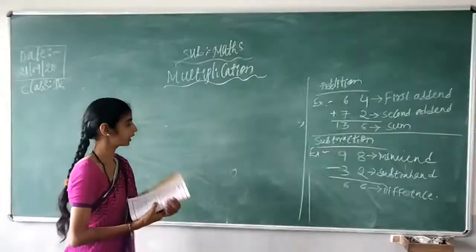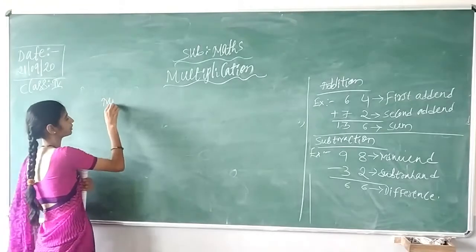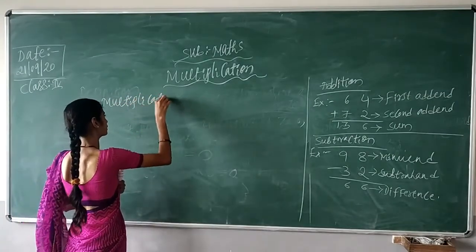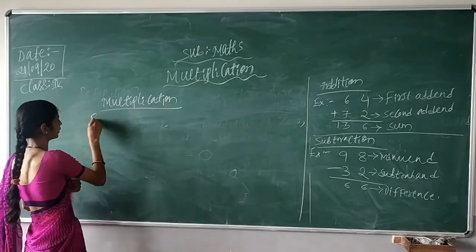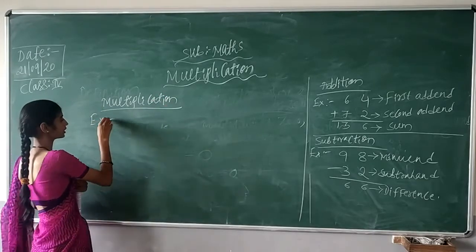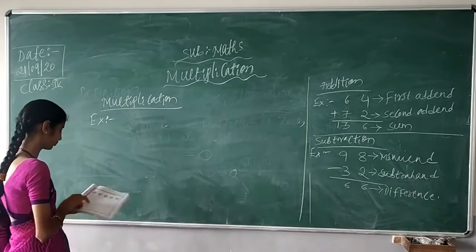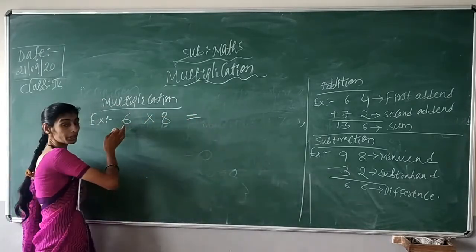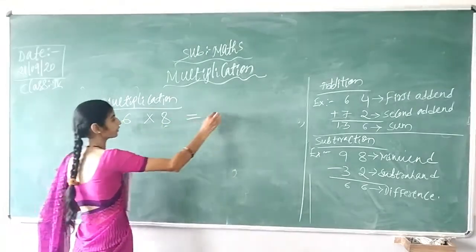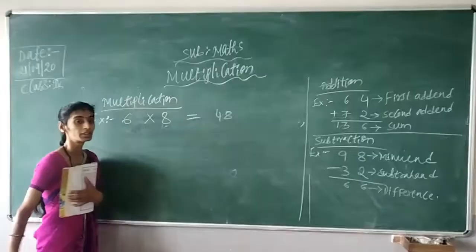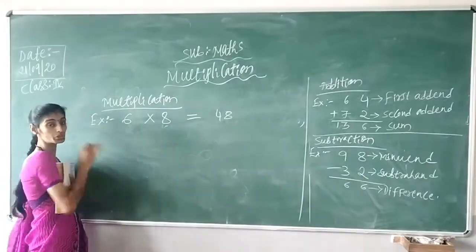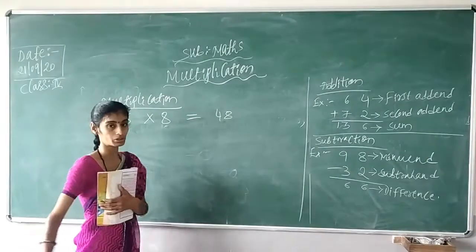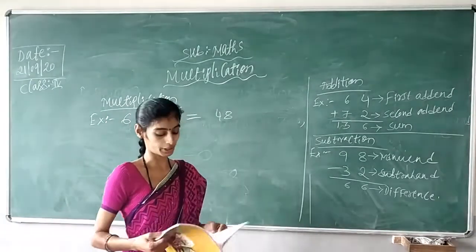Okay. So take one example for multiplication. Any example you can take, children. Like, 6 into 8 equals to. Right? I hope you all know the tables. 6 8s are 48. Now, what is this 6 called? What is this 8 called? What is this 48 called? You need to identify.